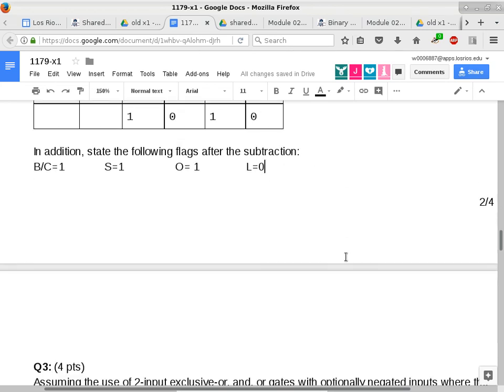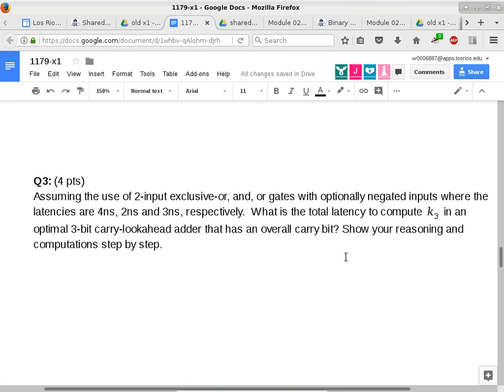Moving on to the next question, number 3. Assuming the use of two-input exclusive OR, AND, and OR gates with optionally negated inputs, where the latencies are 4, 2, and 3 nanoseconds respectively, what is the total latency to compute K3 in an optimal 3-bit carry look-ahead adder? Not unified, okay? So we are not talking about the unified version of the adder and subtractor in one single circuit that has an overall carry bit. Show your reasoning and computation step by step. If you show me the picture, that really helps a lot.